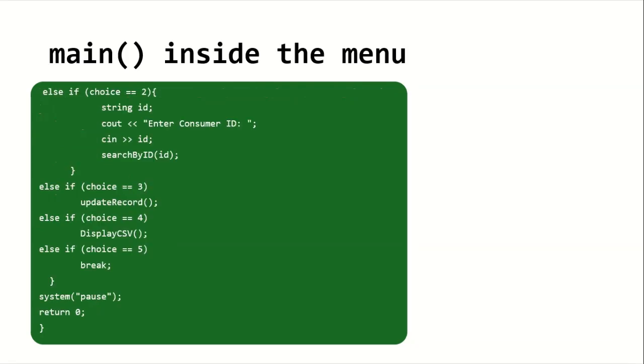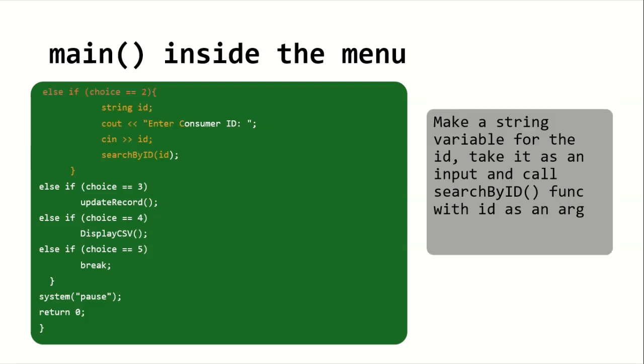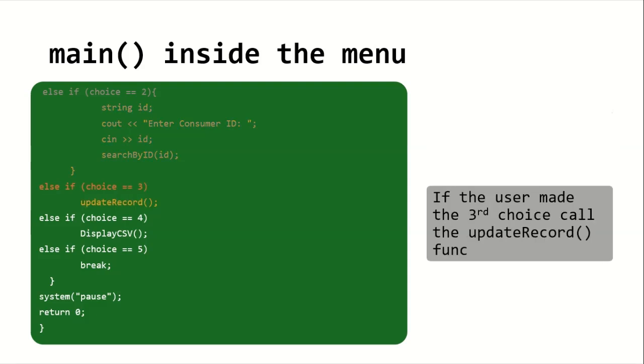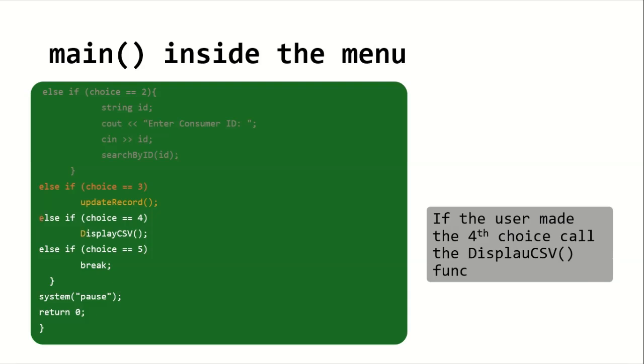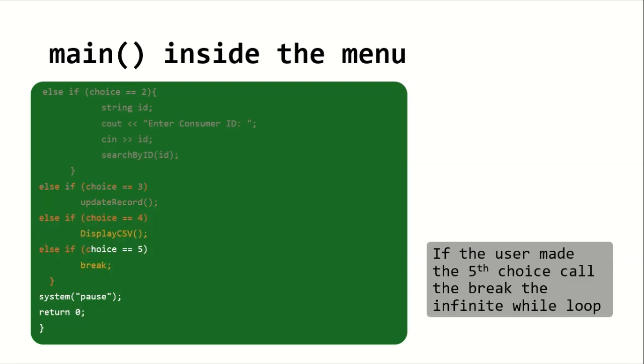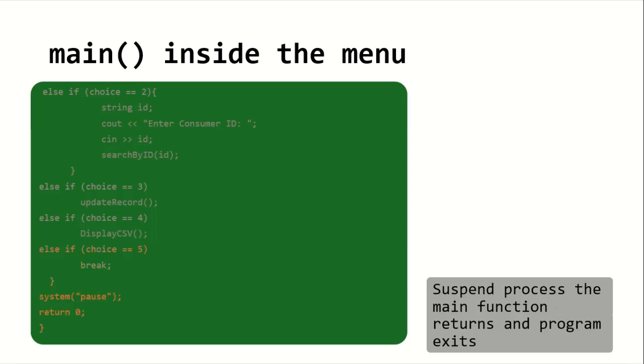So now we are back in the main function, and we are going to discuss the whole menu without running the main function again and again. If the user makes the choice 2, we are going to take some input, and we are going to run the search by ID by passing the argument ID, which is a string. If the choice was 3, we are just going to call the update record function. If the choice was 4, we are just going to display the whole CSV. And if the choice was 5, which was exit the program, we are just going to break the loop. When the while loop breaks, we run a system pause and return 0, the main function returns, and our program exits.